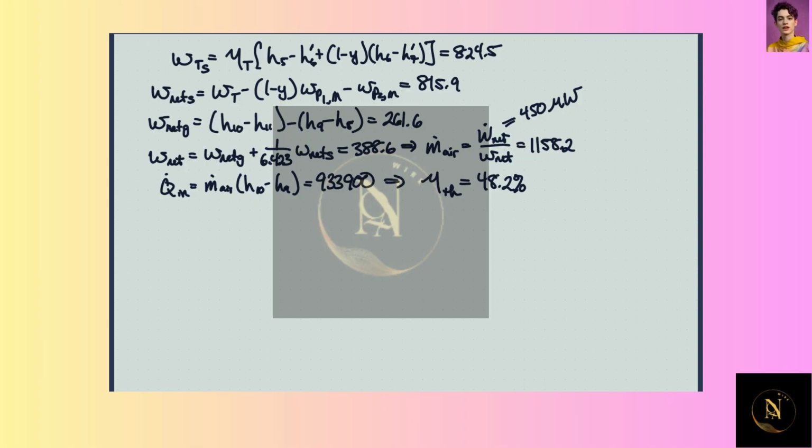And now we can figure out the heat flow into the turbine, or basically into the combustion process. The energy out of the combustion process is heat, and that's almost close to a terawatt. So 934 megawatts. And we can get the efficiency now because we just take this and divide it by this, and we get 48.2%.